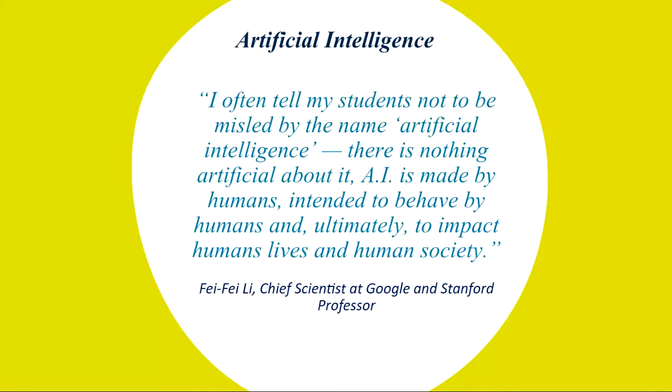This is a great quote from Fei-Fei Li, who's the chief scientist at Google, and she's a professor at Stanford. She's a great person to follow on Twitter, actually. She says some really interesting things. I often tell my students not to be misled by the name artificial intelligence. There's nothing artificial about it. AI is made by humans and intended to behave by humans, and ultimately to impact human lives and human society.